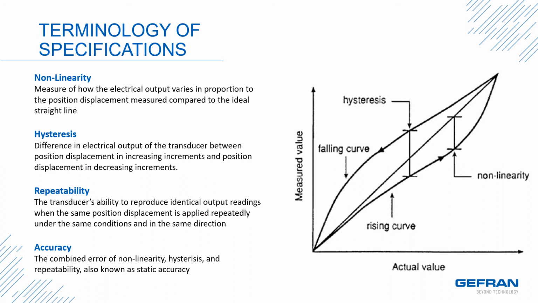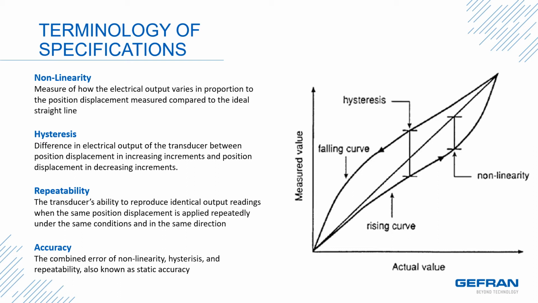Next, we'll talk about some of the terminology that you will see in specifications for these sensors. Nonlinearity is the measure of how the electrical output varies in proportion to the position displacement measured compared to the ideal straight line. Hysteresis is the difference in electrical output of the transducer between position displacement in increasing increments and position displacement in decreasing increments. Repeatability is the transducer's ability to reproduce identical output readings when the same position displacement is applied repeatedly under the same conditions and in the same direction.